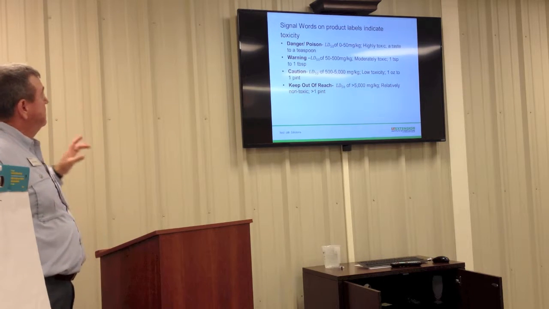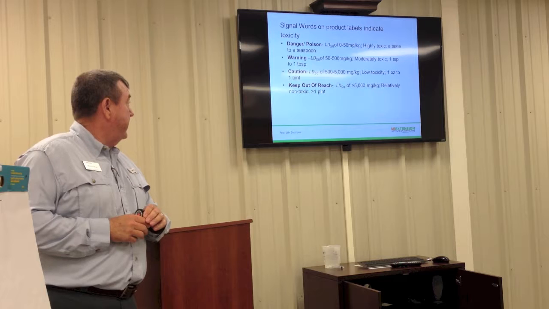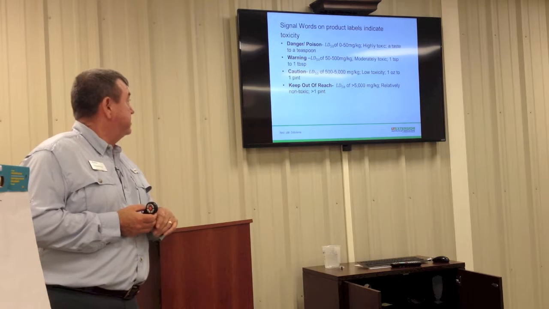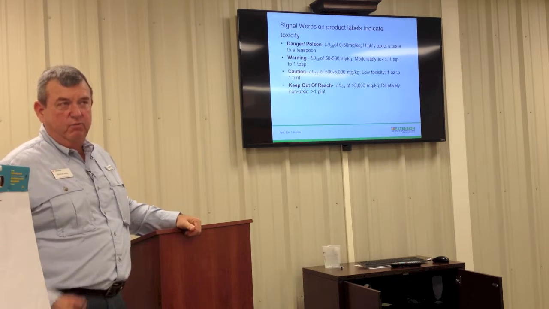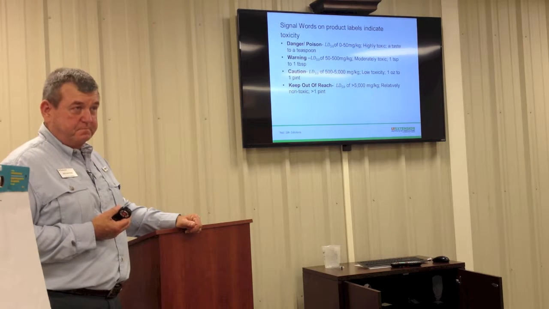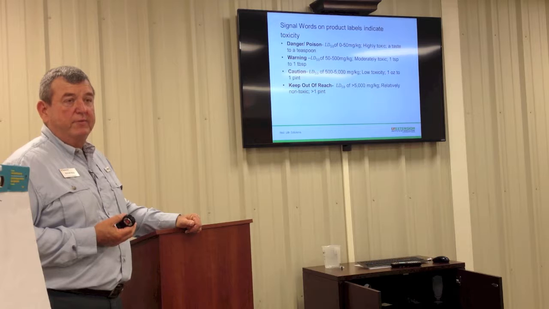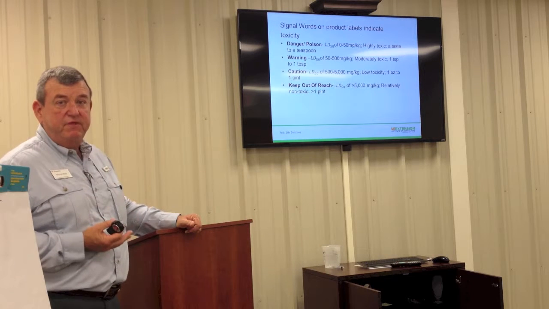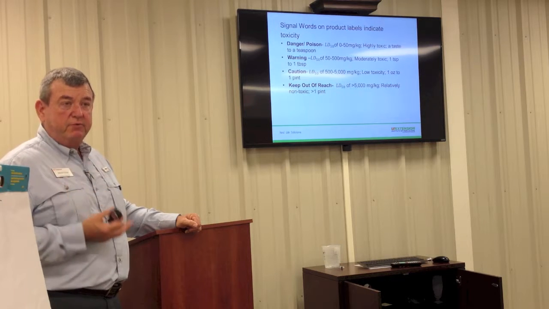Now, the third one, which for a long time was the least toxic rating out there, is caution. It has an LD50 of 500 to 5,000 milligrams per kilogram of body weight. This is referred to as low toxicity. Anywhere from an ounce to a pint to be lethal, and we're primarily talking about adults here. Now, a new one has come out in the last few years, and the only caution associated with it is keep out of the reach of children. You're going to find that on most anything. It's relatively non-toxic, an LD50 of greater than 5,000 milligrams per kilogram body weight. So anything more than a pint would be viewed as keep out of the reach of children.